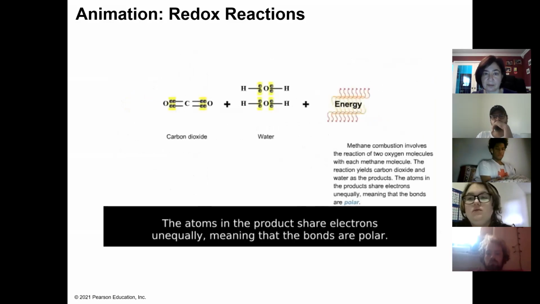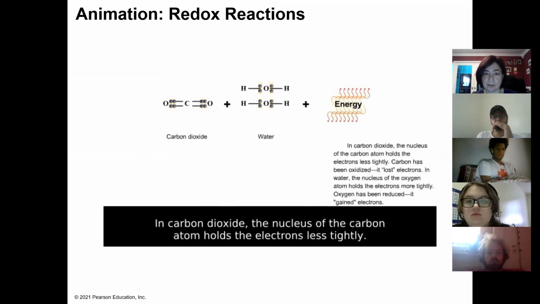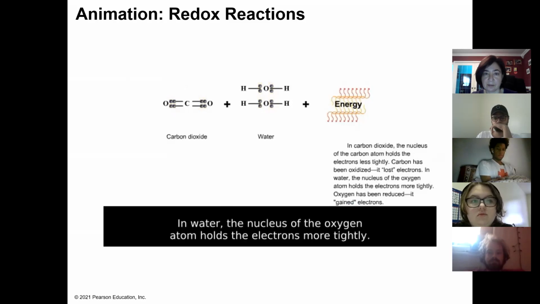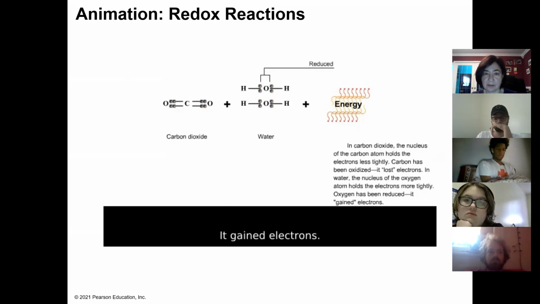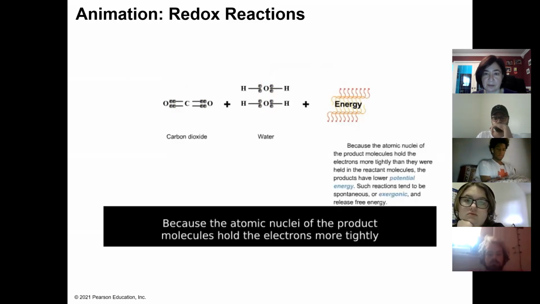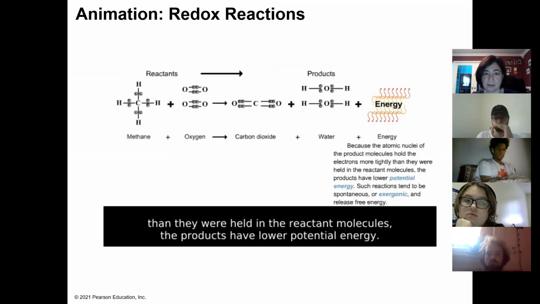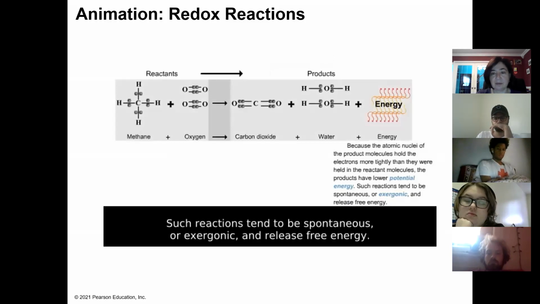The atoms in the products share electrons unequally, meaning that the bonds are polar. In carbon dioxide, the nucleus of the carbon atom holds the electrons less tightly. Carbon has been oxidized. It lost electrons. In water, the nucleus of the oxygen atom holds the electrons more tightly. Oxygen has been reduced. It gained electrons. Because the atomic nuclei of the product molecules hold the electrons more tightly than they were held in the reactant molecules, the products have lower potential energy. Such reactions tend to be spontaneous, or exergonic, and release free energy.